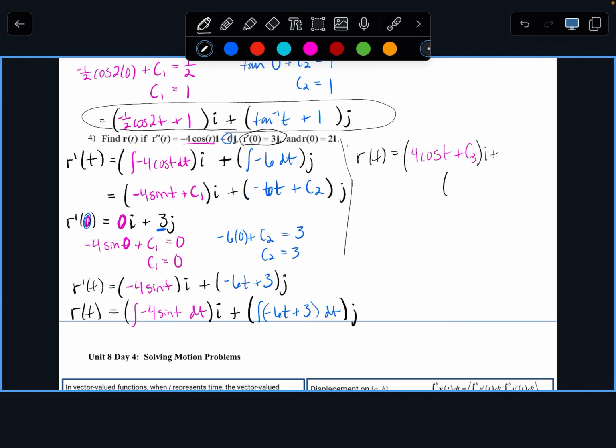Oh my gosh, I'm going to run out of room. Let's put this here. And then what is this one? -3t squared plus 3t plus c sub 4. Okay.